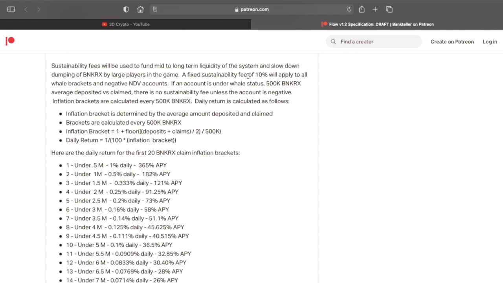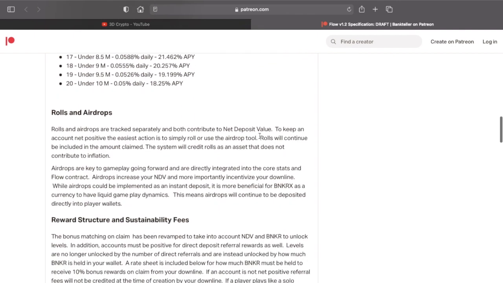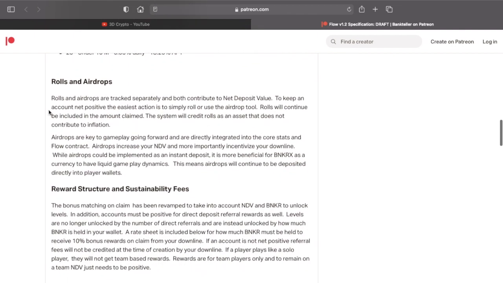Again, I will leave all of this information down below, so you can look at it and browse it at your convenience. But please bear in mind, this is a draft, and drafts can change, and there are still things that need to be finalized and outlined and detailed further.